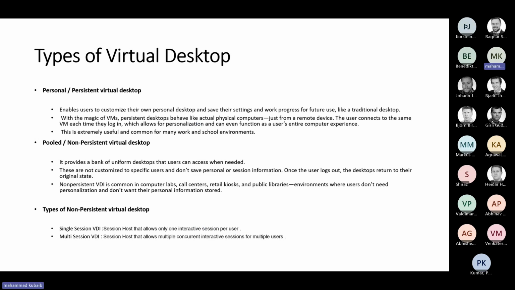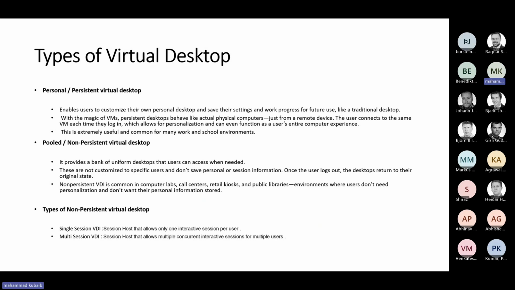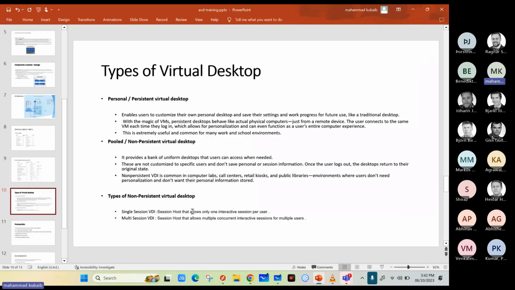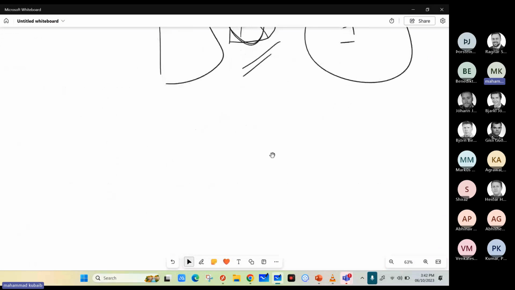So let's jump into the types of virtual desktop. When you say Azure Virtual Desktop, we have multiple types of profile available. The main Azure Virtual Desktop types are personal and pooled, or non-persistent. In order to understand this, let's go to the whiteboard and understand what is personal and what is pooled.